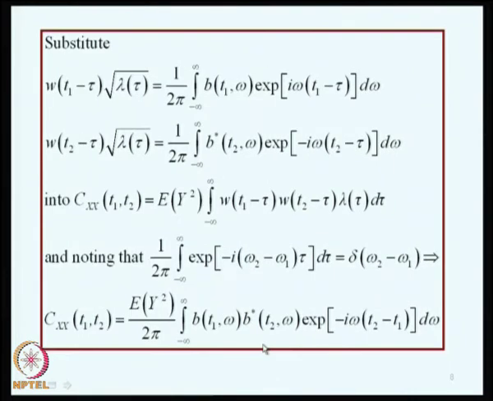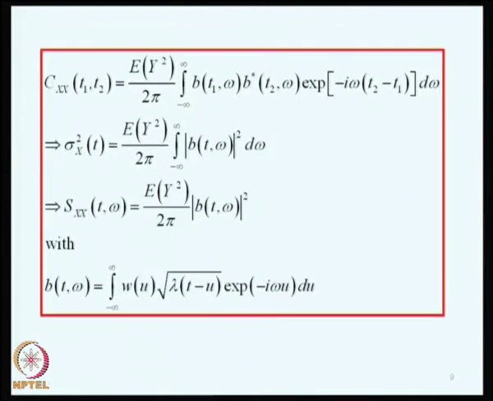Now, based on this argument, if we substitute w of t1 minus tau square root of lambda of tau equal to this, and w of t2 minus tau square root of lambda of tau equal to this conjugate, and then put these representations into the expression for the covariance, we can show that the covariance is now given by E of y square by 2 pi, integral from minus infinity to plus infinity of b of t1 comma omega, b star of t2 comma omega, exponential of minus i omega t2 minus t1, d omega. From this, if we now take t1 equal to t2, then I would get the variance sigma x square of t equal to E of y square by 2 pi times the integral from minus infinity to plus infinity of modulus of b of t comma omega whole square d omega.